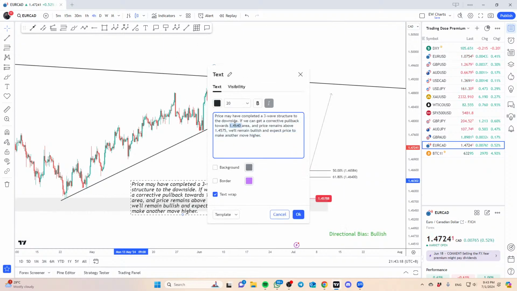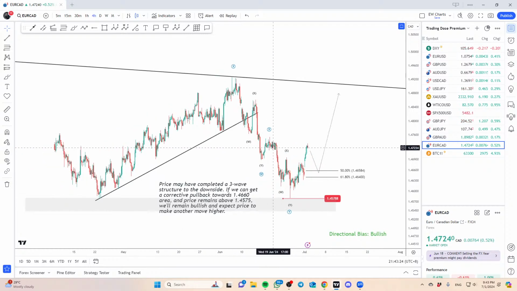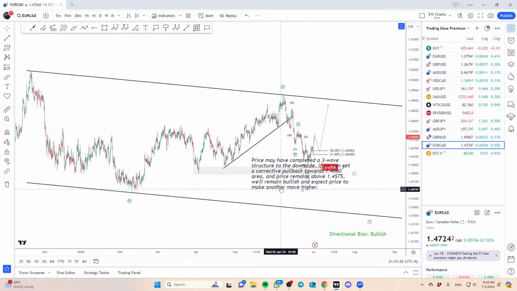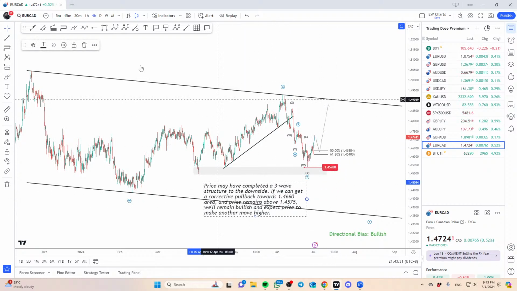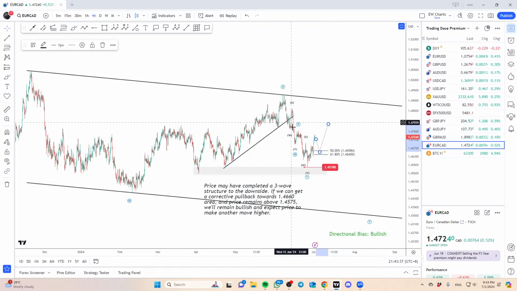Okay, so that will be towards the 1.4660 area. We'll be looking for the buy. Okay, so Euro Canadian, if you kind of zoom out a little bit, that's the look of it. Of course, that also opens up the possibility where this buy might not really go as high, maybe just a tiny bit, over here to correct this entire leg down.